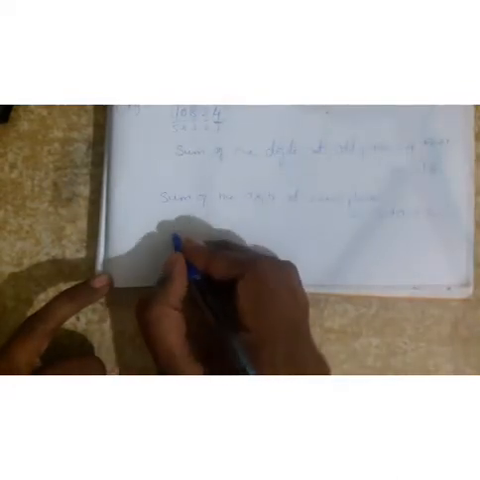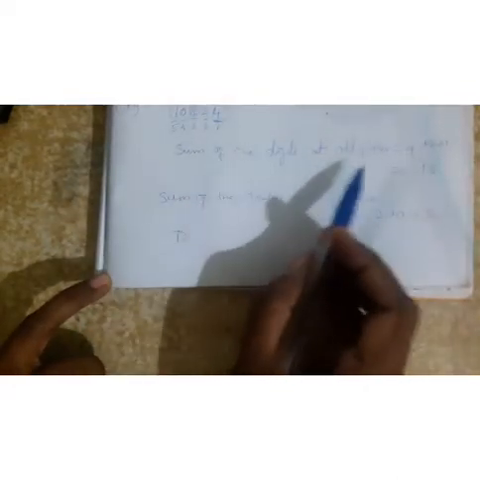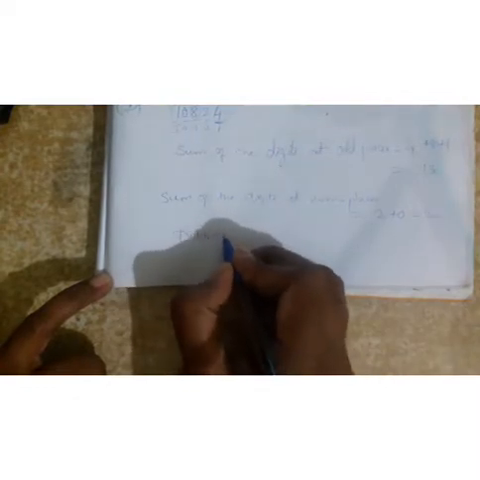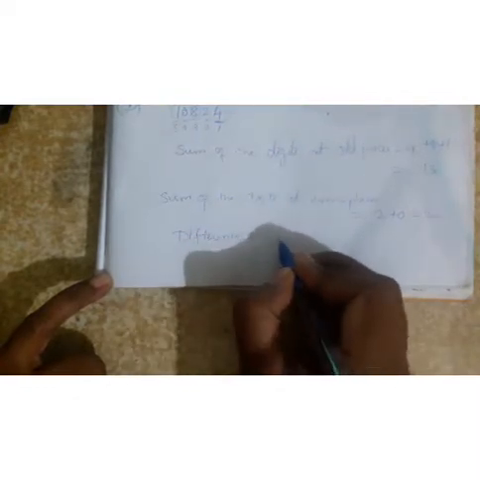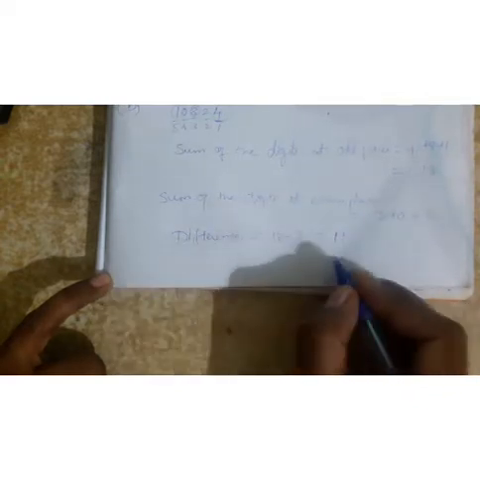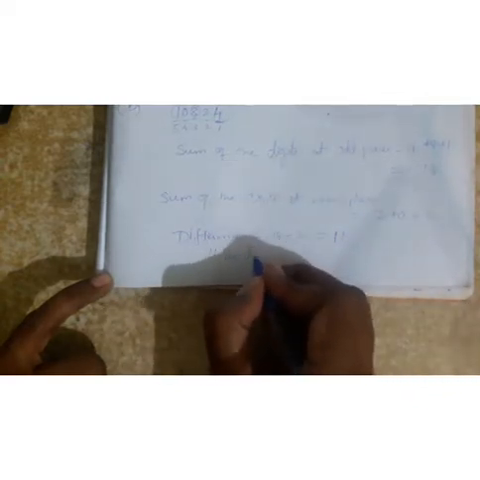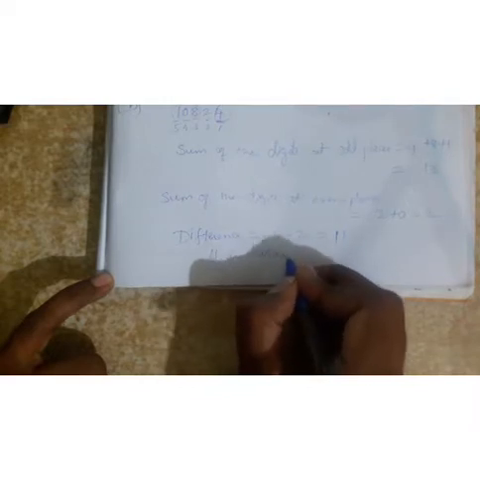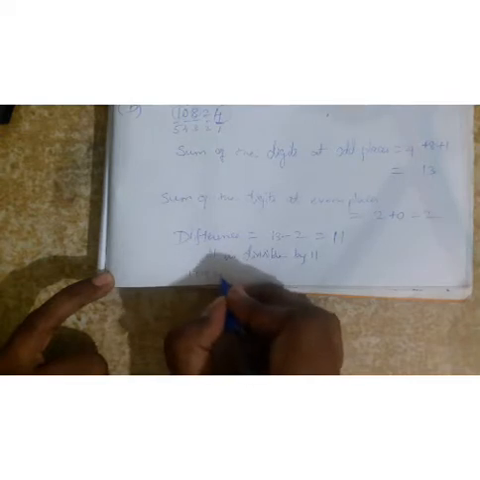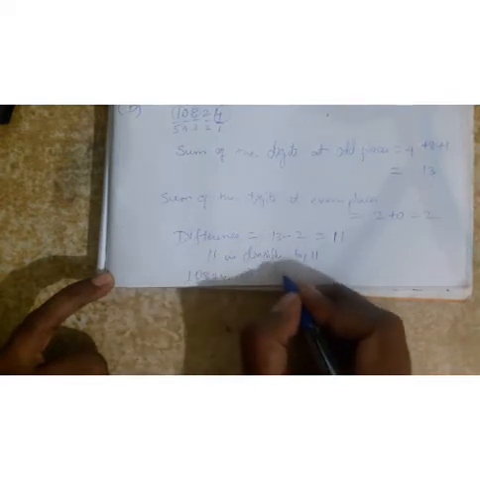Now find the difference between sum of digits at odd place and sum of digits at even place. So difference is equal to 13 minus 2, 11. 11 is divisible by 11. Hence 10824 is divisible by 11.